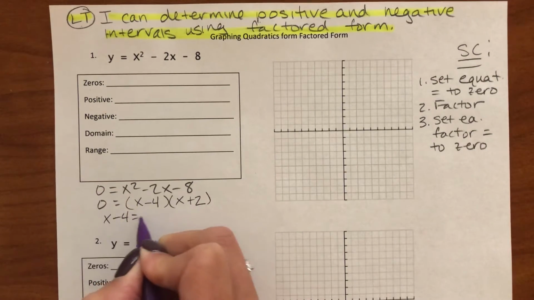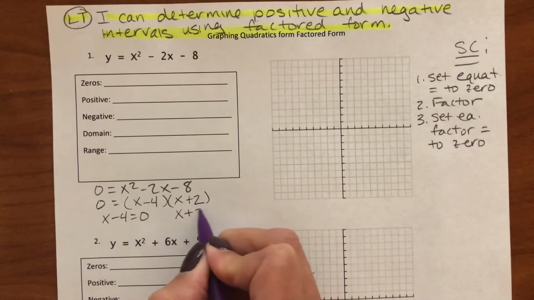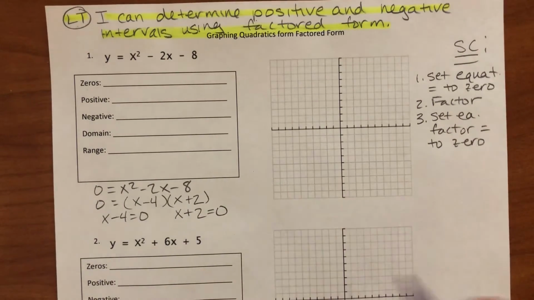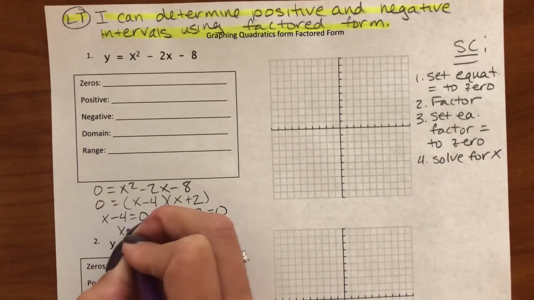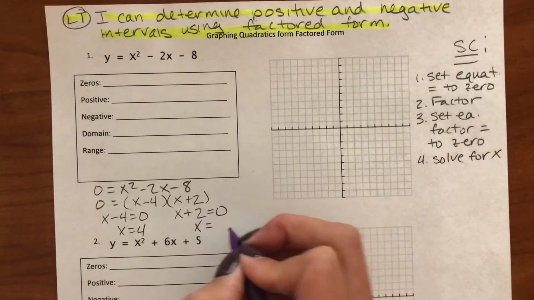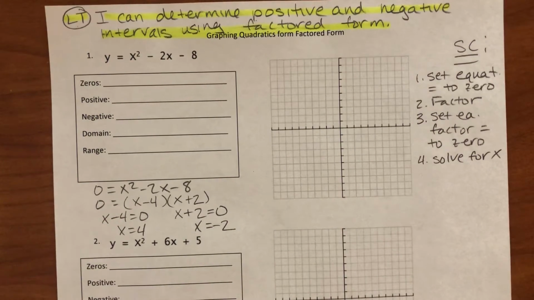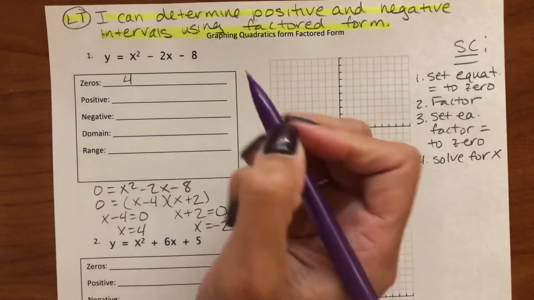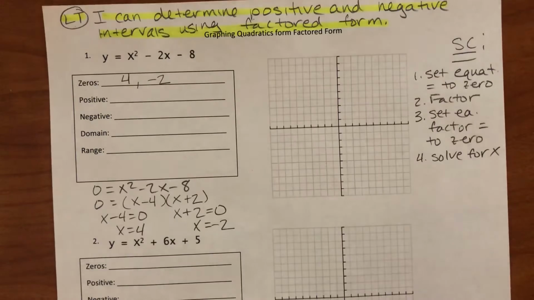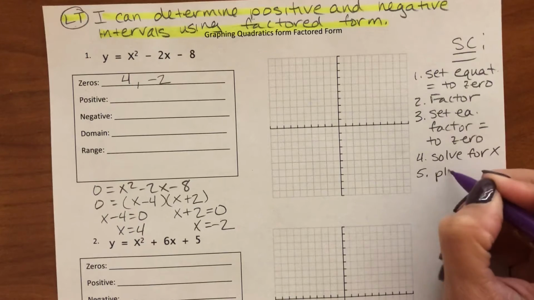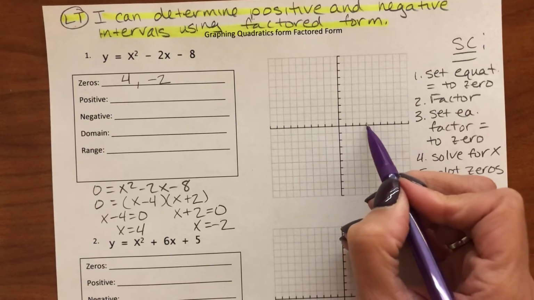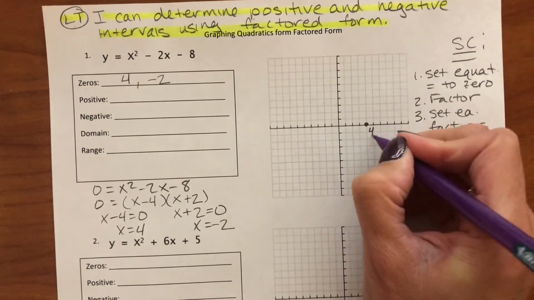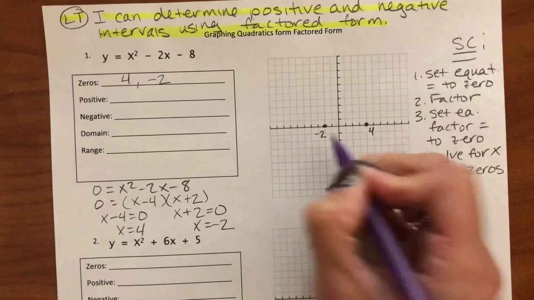So x minus 4 equals 0, and x plus 2 equals 0. And then we'll solve for x. So x is positive 4, and x is negative 2. So now I have my zeros, 4 and negative 2. Now that I have my zeros, I can plot them. So 4 and negative 2 are plotted on the graph.